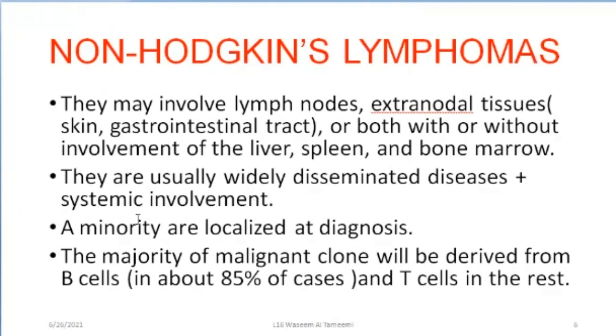As we said a while ago, a minority of non-Hodgkin lymphoma presents as localized disease. So non-Hodgkin lymphoma at the time of presentation is usually advanced, because of its ability to disseminate before giving any symptoms. Therefore, non-Hodgkin lymphoma at presentation is usually a delayed, advanced presentation rather than localized disease.